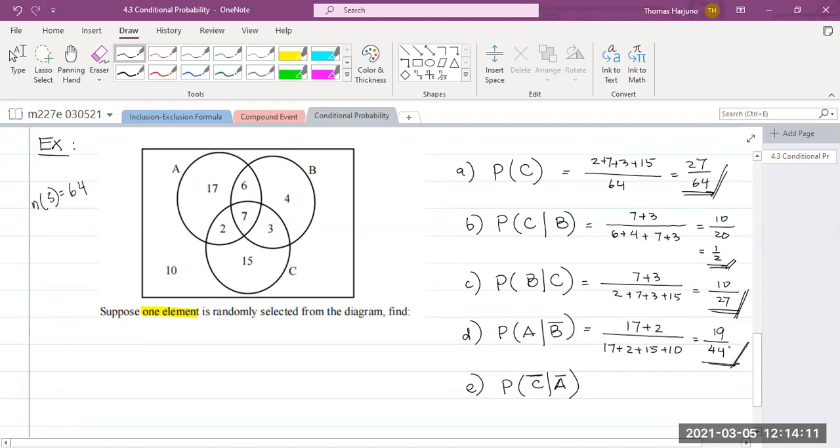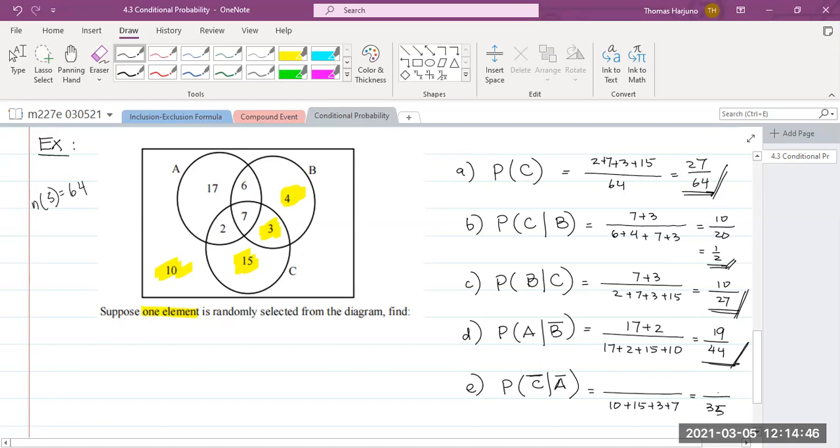Now, finally, what is the probability that it is not in C, knowing it is not in A? Those are the number of elements not in A. That's 32 elements. Oh, am I doing it right? 25 plus 10, no, 35, not 32. I'm sorry, 35.